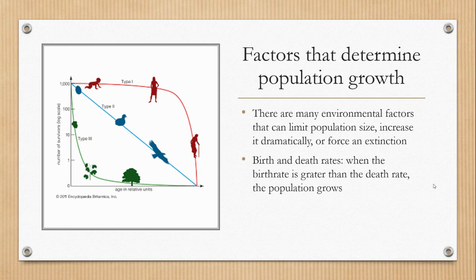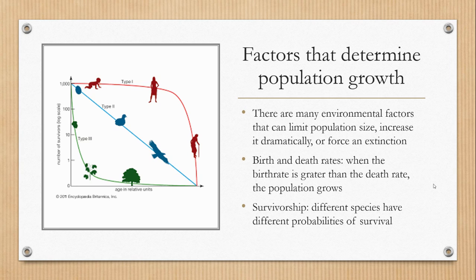When the birth rate is greater than the death rate, the population grows. Obviously, we have a ton of babies, but not a lot of organisms dying. Then our population is going to increase. If you have the reverse, where there's not that many babies being born, but a lot of organisms are dying, you'll see a population decrease.